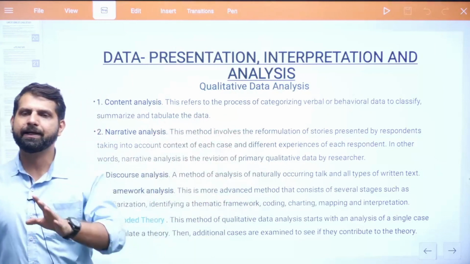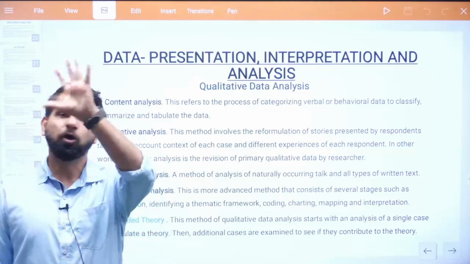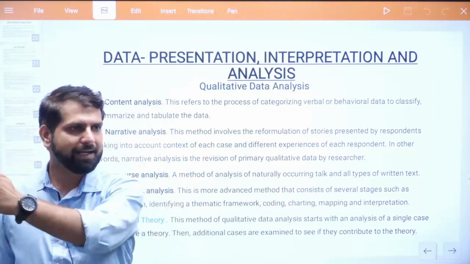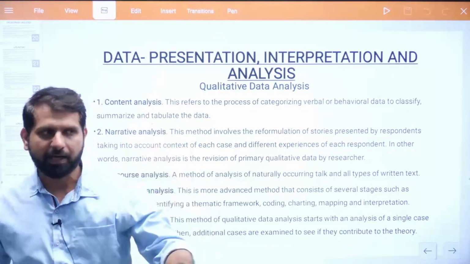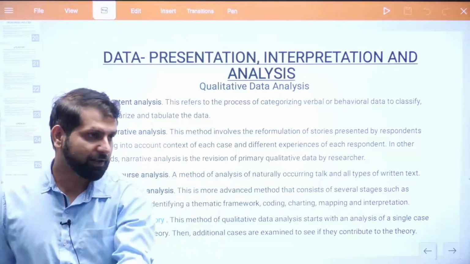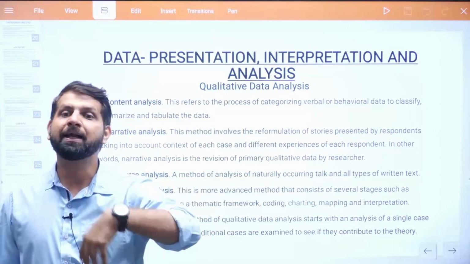Suppose I collected data upon female feticide. So I will be having a lot of data for that. I will have different data from different people. I will categorize it. What are the social factors for that? What are the economic factors for that? What are the biological factors for that? Each of them will be classified. Then I will do analysis of each of them.